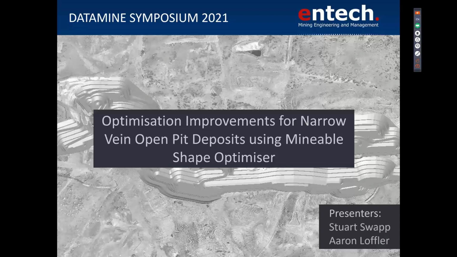I'm going to take you through essentially what the issue is, the problem, and the way we deal with it currently. Sometimes it can get a little bit more complicated than what we'll show here, but in general, when it comes to diluting narrow veins, there's a couple of options that are more commonly used. And then Stu will take you through Entech's way of using Minex Shape Optimizer to improve the outcome, make it a little bit more accurate.